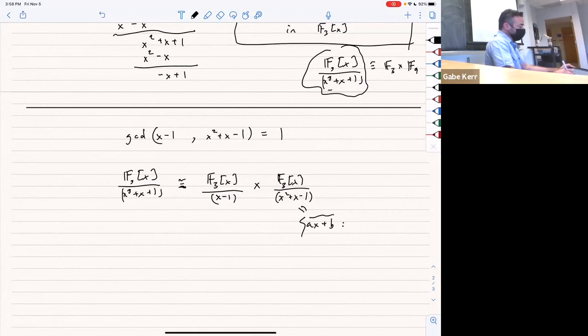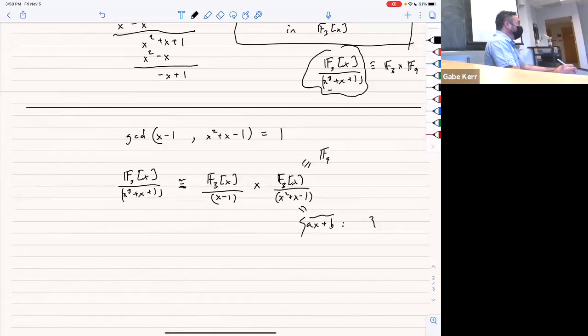You get representatives that look like this for all of the different quotient. But how many possibilities are there? Well, you have three possibilities for A, three for B, and three times three is nine. So in fact, this is a field with nine elements.